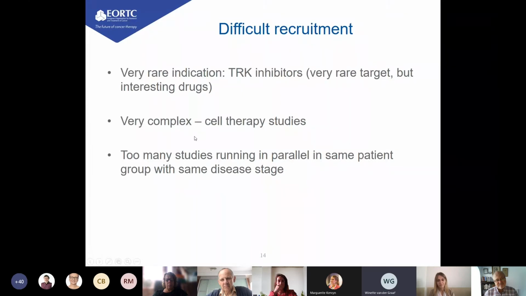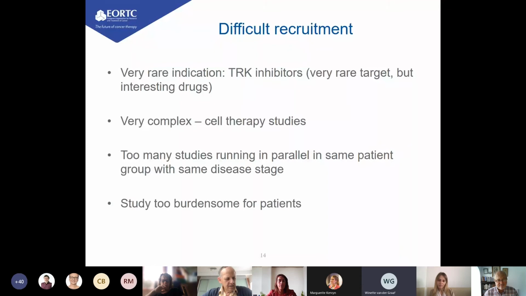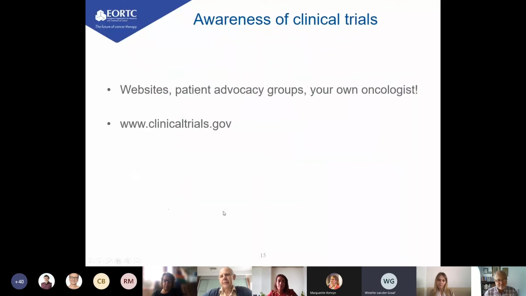And too many studies in parallel in the same patient group with the same disease stage may also make recruitment per study difficult, and the study may be too burdensome for patients.